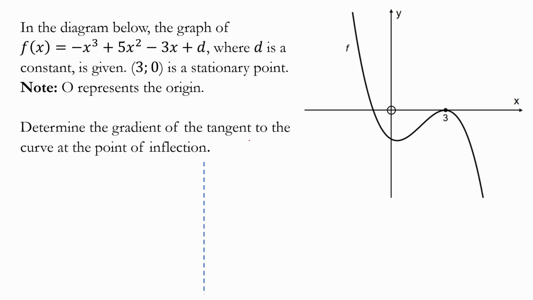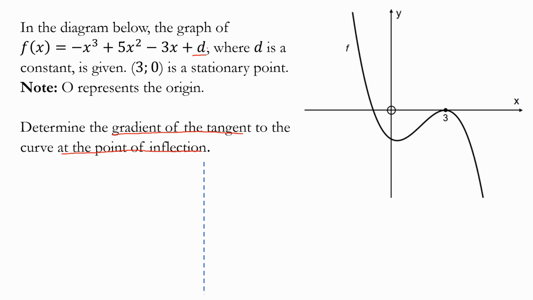Right, welcome back. Let's do question 11b. In the diagram below, the graph of f of x is equal to negative x cubed plus 5x squared minus 3x plus d. Remember, we got the value of d in our previous question. We got that d is negative 9, where d is the constant. Then the point where x is 3 and y is 0 is a stationary point. Note that O is the origin. Determine the gradient of the tangent to the curve at the point of inflection.